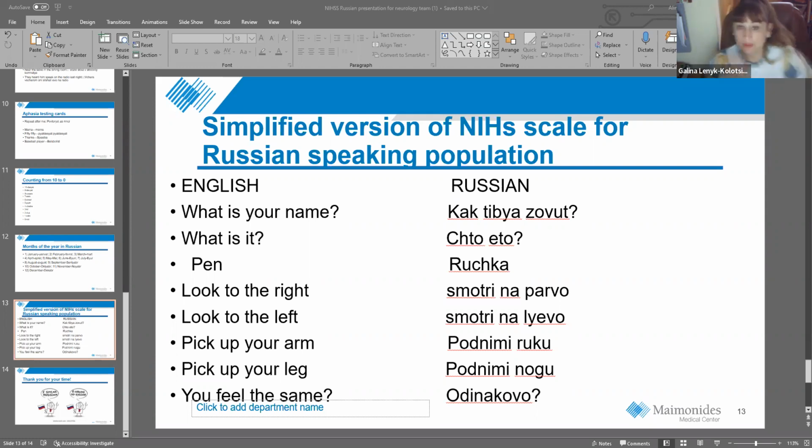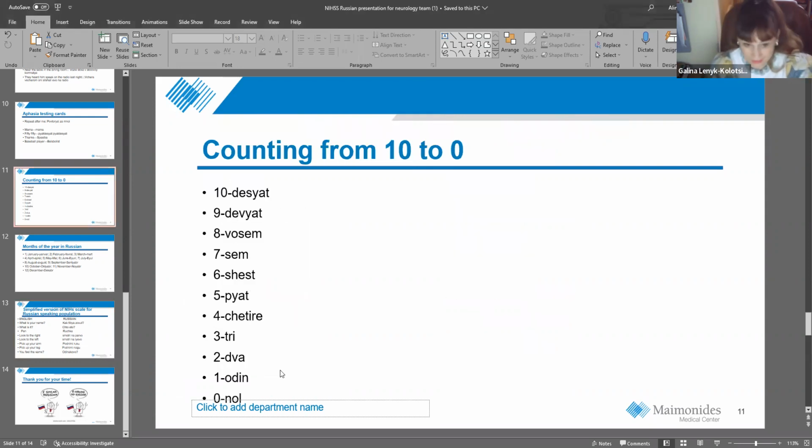Remember I was counting from 0 to 10. You can say сколько, like if you're showing fingers to test the visual field. Сколько, that means how many. Сколько пальцев, how many fingers you see. And then they might say 9, 4, 7, 3, 2, 1, all these numbers that we counted. Пальцы, fingers.